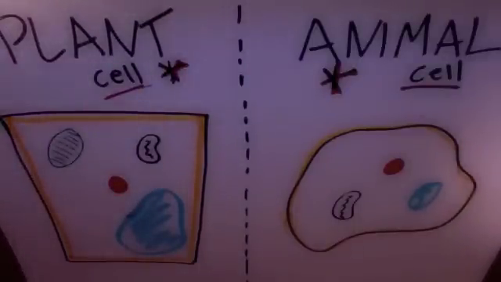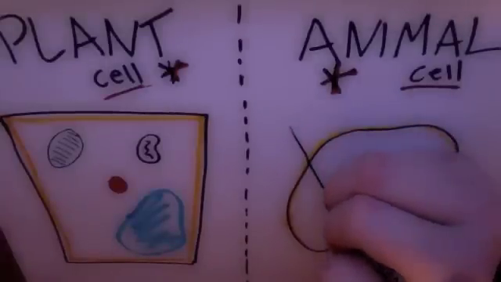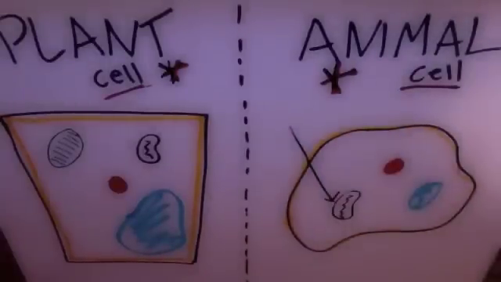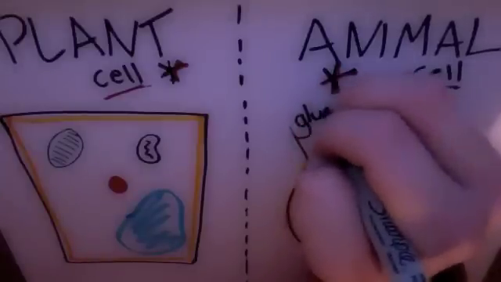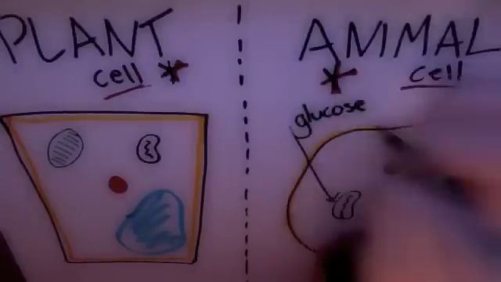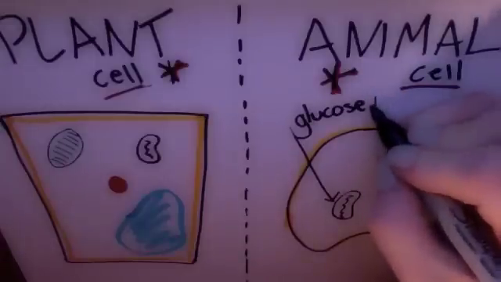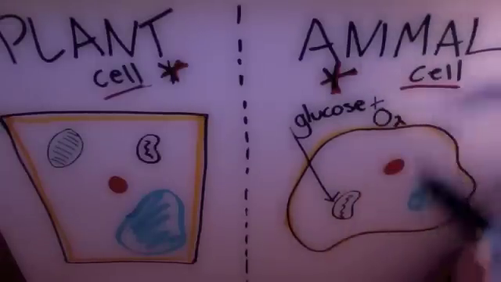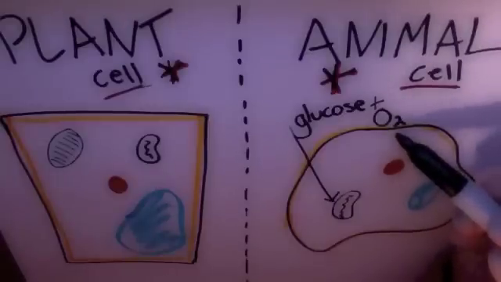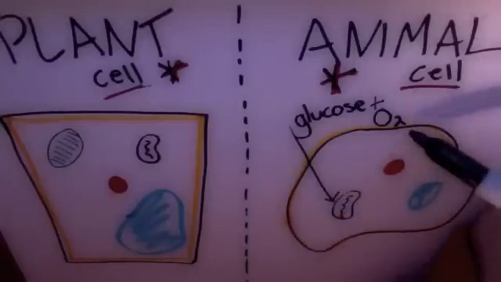In order for cellular respiration to happen, you have to have two things for the cell. You must have glucose. Glucose is a fancy name for sugar. You must also have oxygen. Often, oxygen is written as this, O2. Again, glucose is a fancy name for sugar. O2 is a fancy name for oxygen.